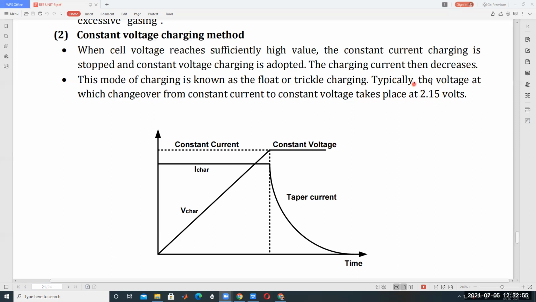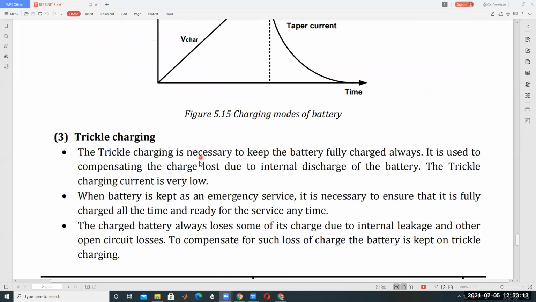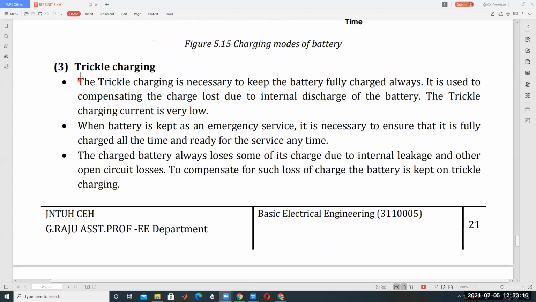Okay, so this is the voltage at which the charger changes over from constant current to constant voltage; it requires 2.15 volts. Then, coming to trickle charging: trickle charging is necessary to keep the battery fully charged always. It is used to maintain the battery at full charge.